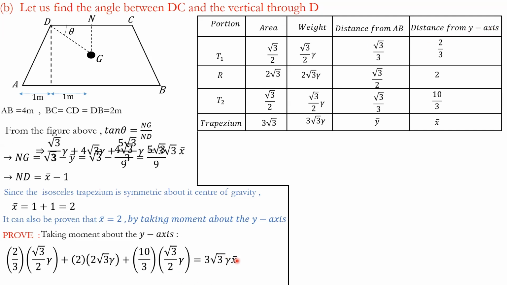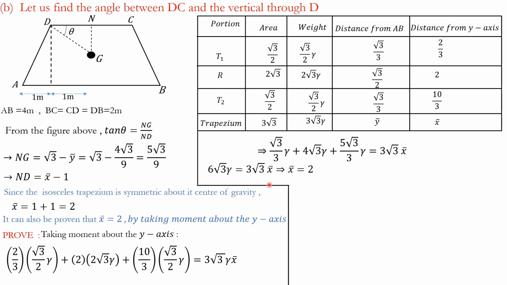So further simplifying, we are going to obtain square root of 3 divided by 3 lambda, plus 4 times square root of 3 lambda, plus 5 square root of 3 divided by 3 lambda, equal to 3 square root of 3 times x bar. Further simplifying, we obtain x bar equal to 2. From here we can easily obtain that.